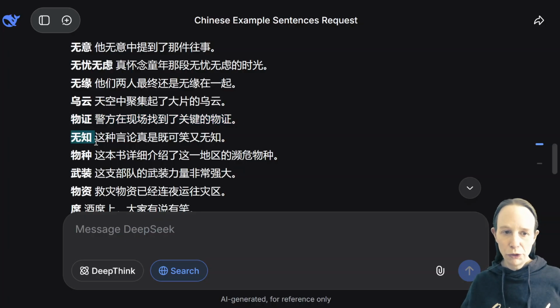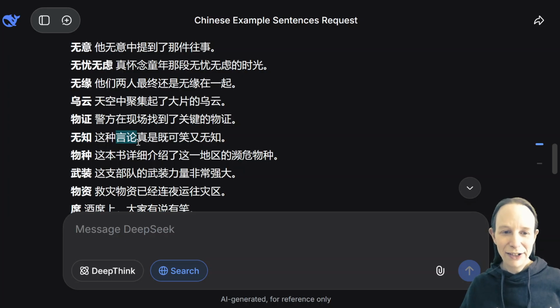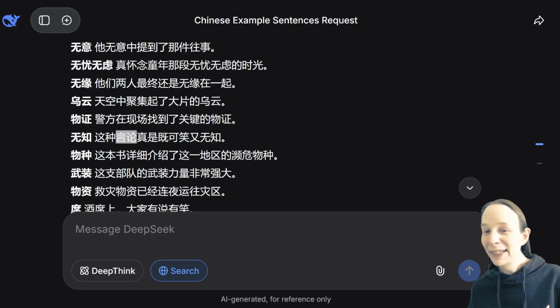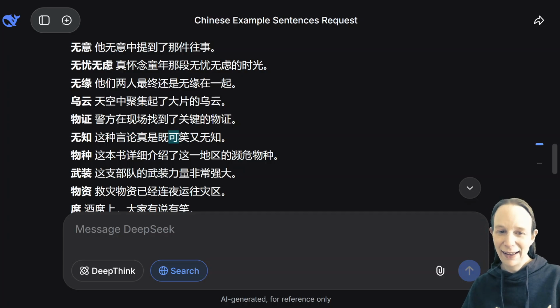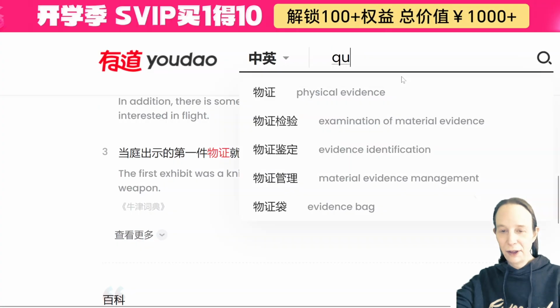Okay, 无知? Yeah, I don't know. You can probably figure out what it is just from the characters. So it's the negation of the existence of 知, knowledge. So it refers to ignorance, right? 这种言论真是既可笑又无知. Okay, 言论 is some sort of comment or commentary. So someone gives a laughable and ignorant comment. 无知, as opposed to say 全知.